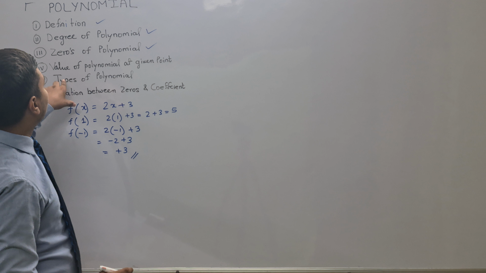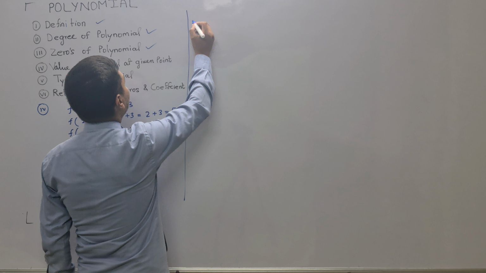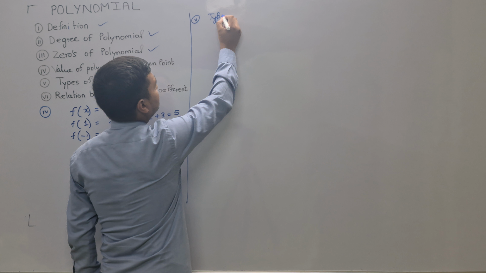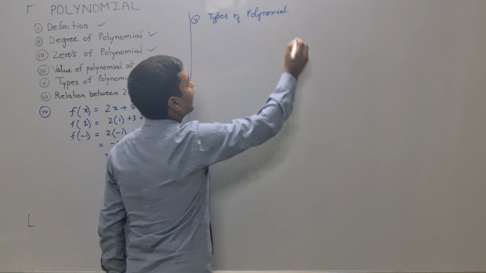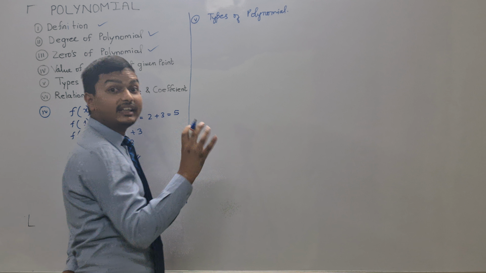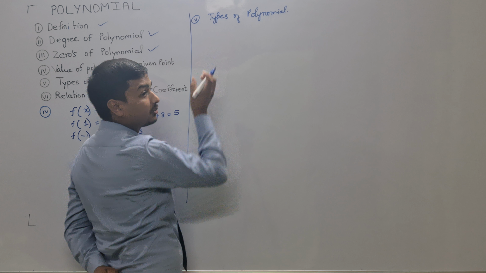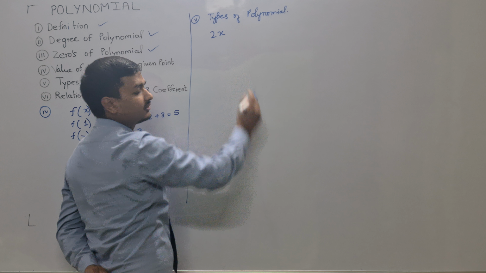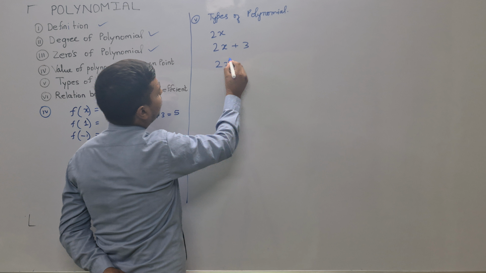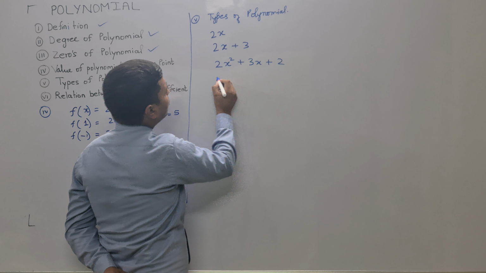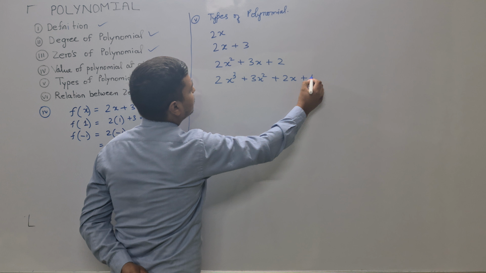Now let us go to the next part, that is types of polynomial. What are the types of polynomial that we need to consider? Let me note it down. Types of polynomial. Now how are we going to study? As we know, degree means the highest power. Here, types we are going to determine in terms of the number of terms. For example, 2x. Next, 2x plus 3. Next, 2x square plus 3x plus 2. Then 2x cube plus 3x square plus 2x plus 4.